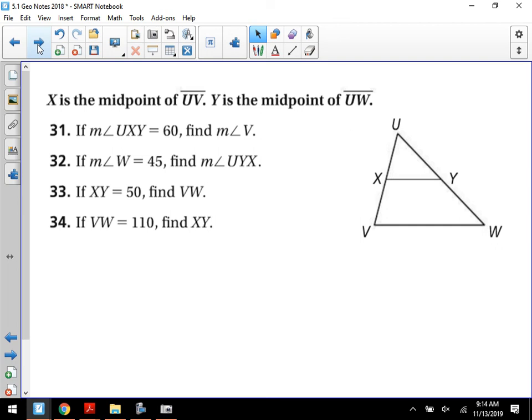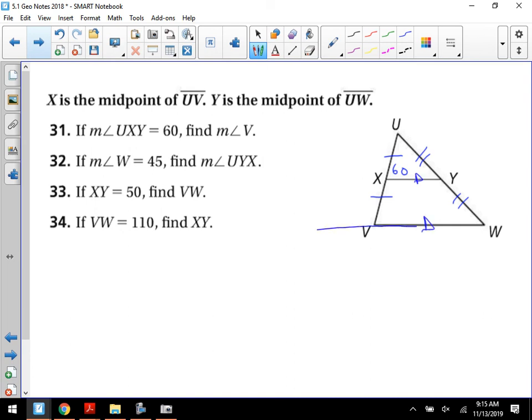It tells us X is the midpoint of UV and Y is the midpoint of UW. So on my diagram, I'm going to mark that right away. Okay. Now, they're telling you that angle UXY is 60. Now, XY is a mid-segment, isn't it? What side doesn't it touch? VW. Good. That means that these two are parallel to one another.